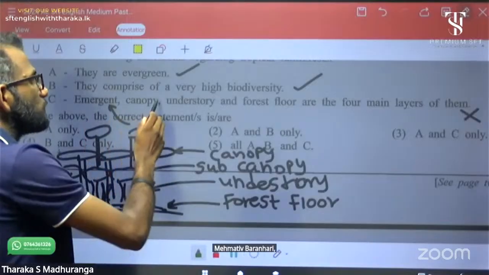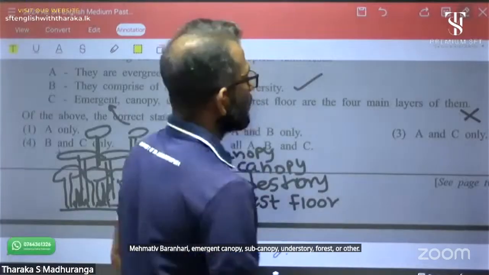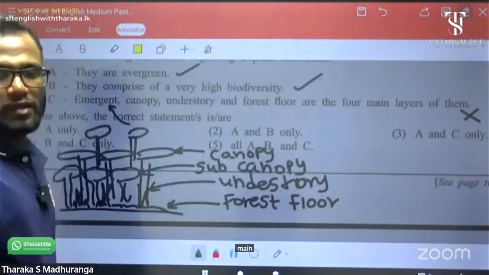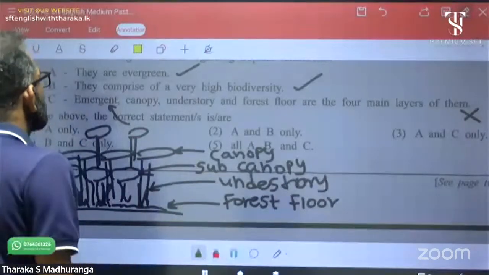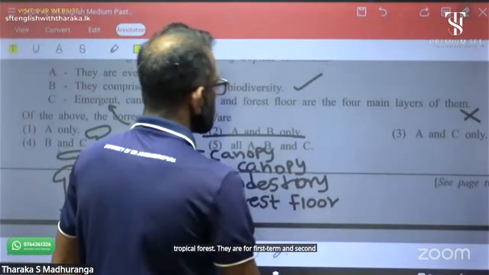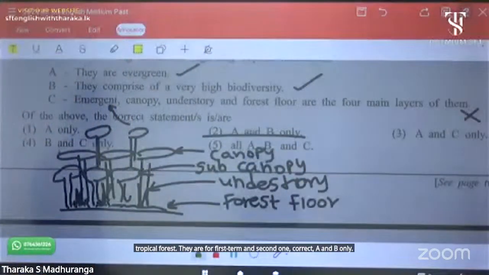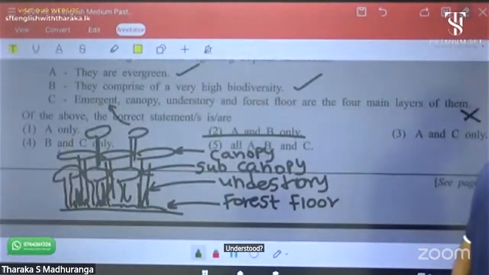Emergent, canopy, subcanopy, understory, forest floor are the main layers of the tropical forest. Therefore, the first one and second one are correct, A and B only. Understood? Very important.